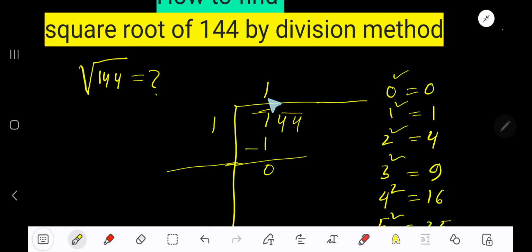You are getting 0. You need to write the number under the divisor. Here we have taken 1, so write 1 here and add 1 plus 1, which is 2. Now you need to bring down the second pair, 44.